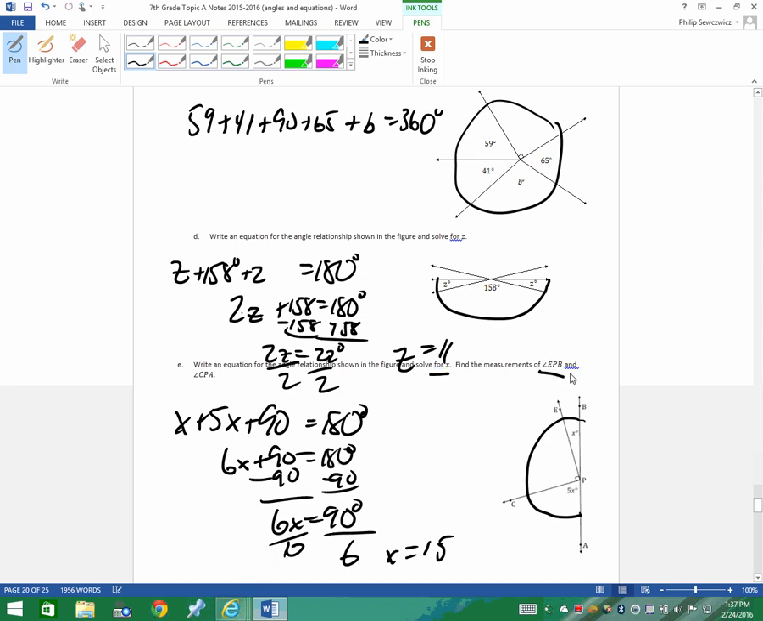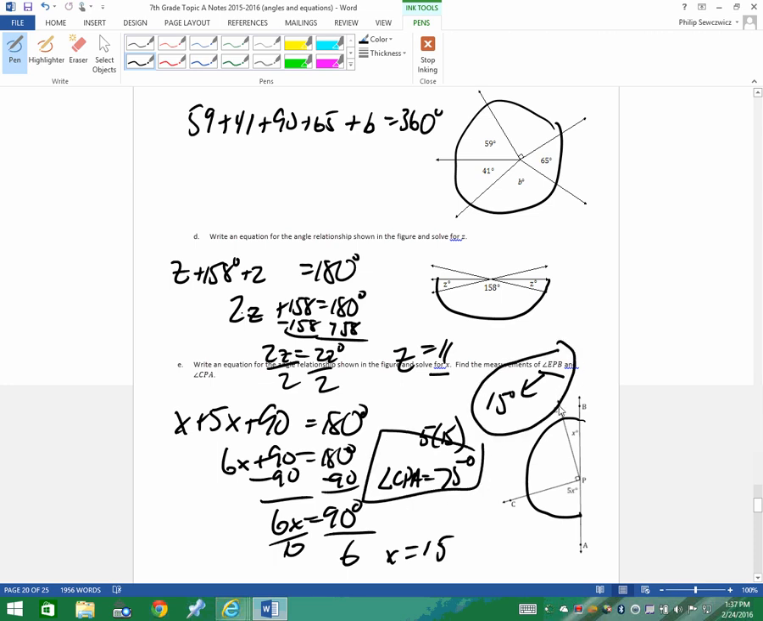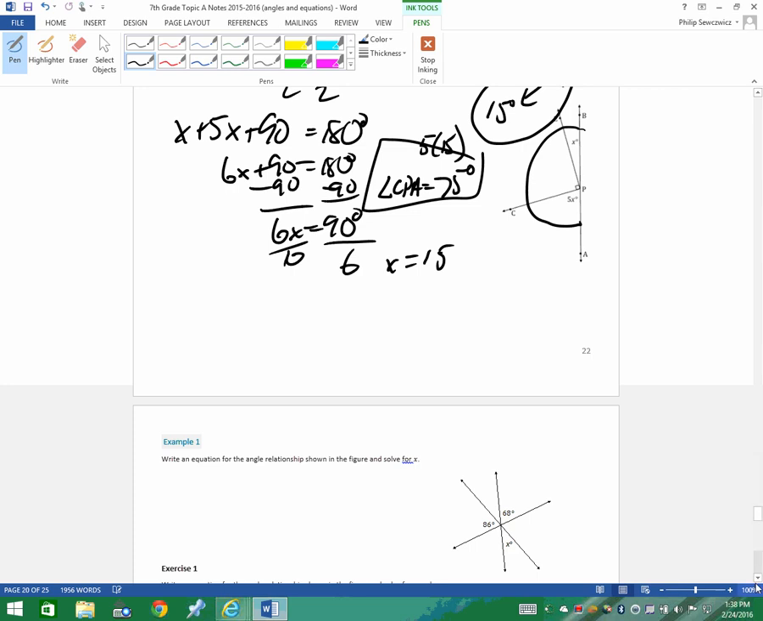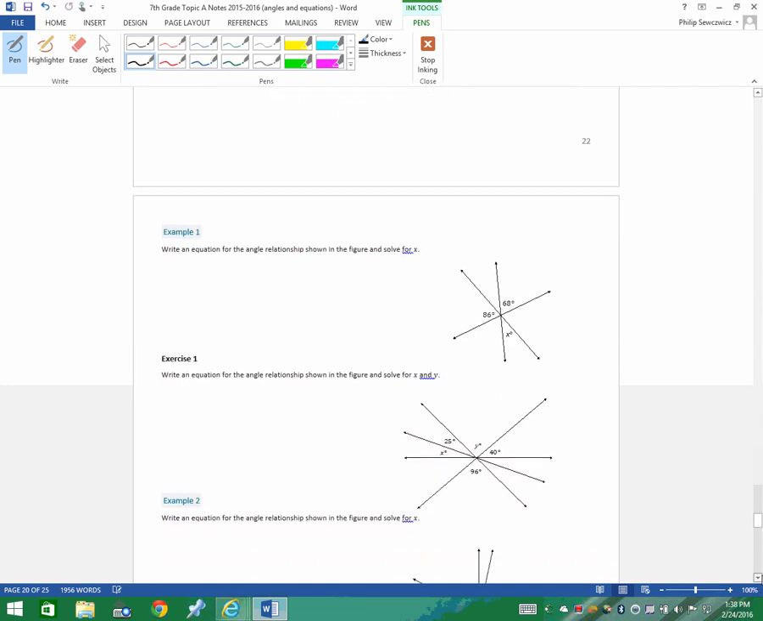So angle EPB is just x, so that's 15 degrees. And then angle CPA, C to P to A, is 5x. So we're going to do 5 times 15 and get 75 degrees. So angle CPA gives me 75, and angle EPB gives me 15 degrees. Again, a lot of supplementary angles. You're going to see that a lot moving forward. Vertical angles is the other very popular play here as well.